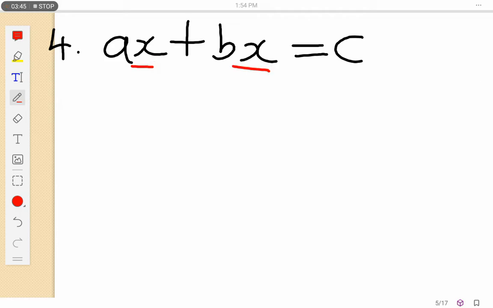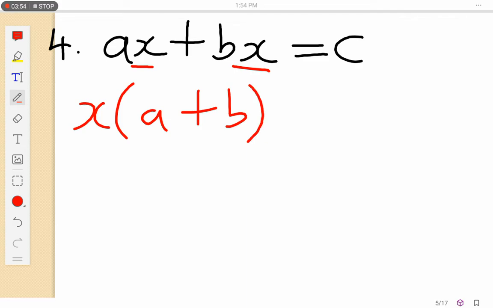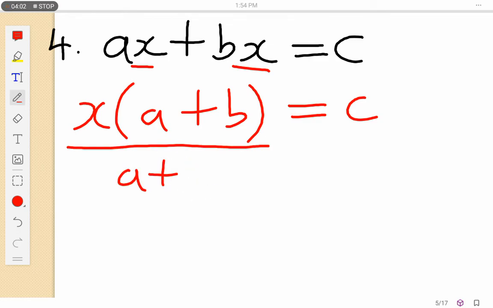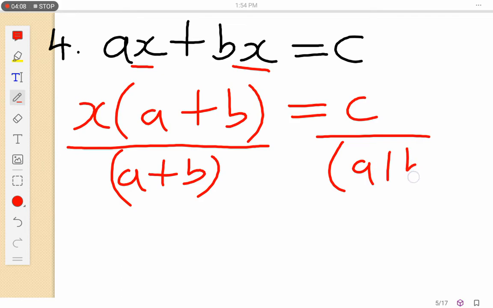Okay, this time around, we've got x here, x there. So what you do, there's a common factor on a and b there. So we can take out x and have a plus b, like that. Then it is equal to c. To remain with x on the left side, we are going to divide by a plus b, like that. So what we do on the left side, we do on the right side. So we have a plus b.